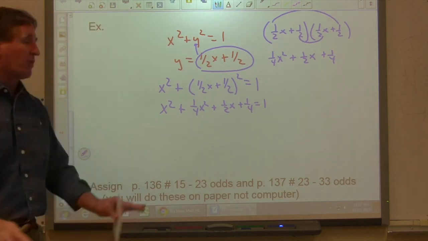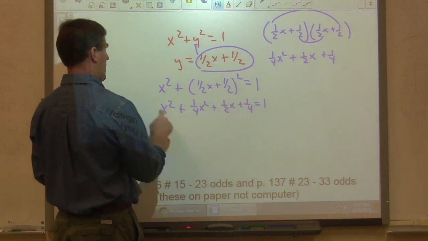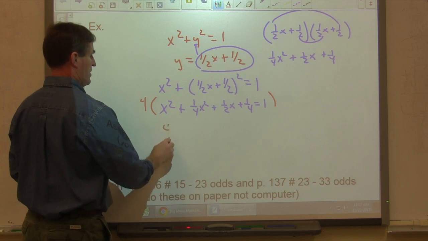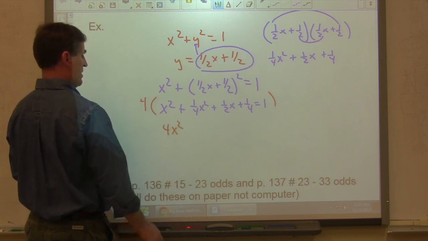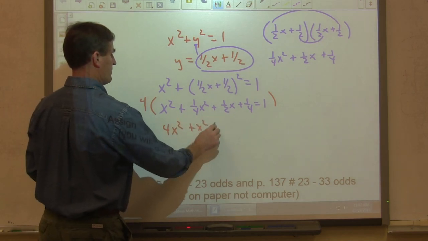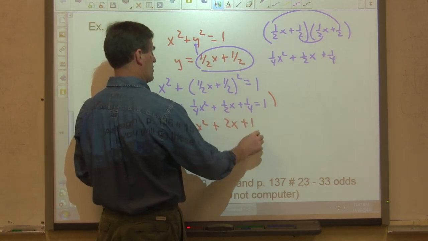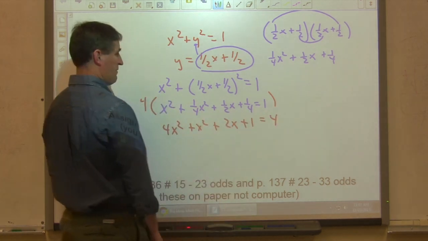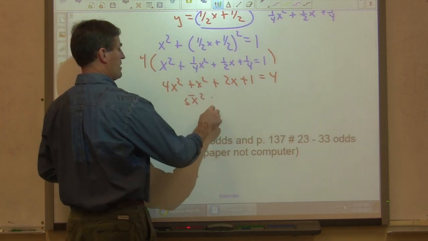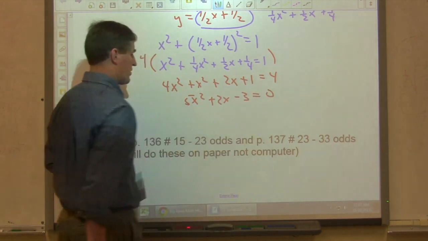Now here's where I prefer not to work with fractions. So I'm going to get rid of the fractions by simply taking my common denominator, which is 4, and multiplying everything by 4. So I get 4x squared. 4 times 1/4, the 4's cancel, so I get plus x squared. 2 goes into 4 twice, so 2x. 4's cancel, so I get plus 1 equals, I have to multiply everything by 4. So now we combine like terms, 5x squared plus 2x, move the 4 over. So I get minus 3 equals 0.